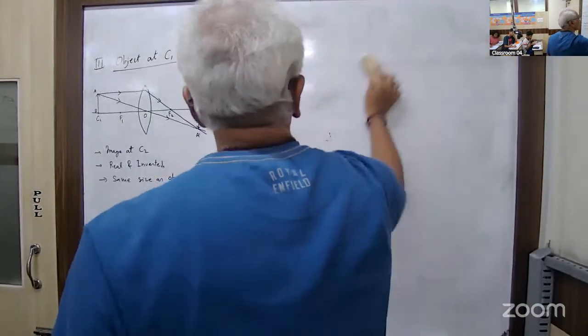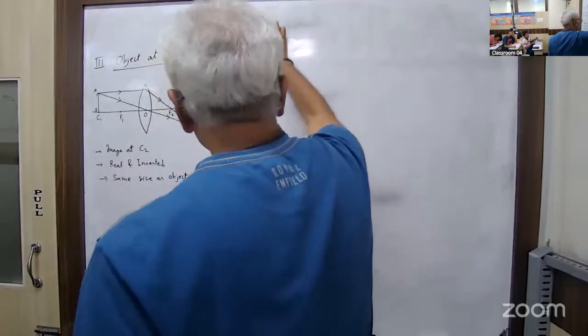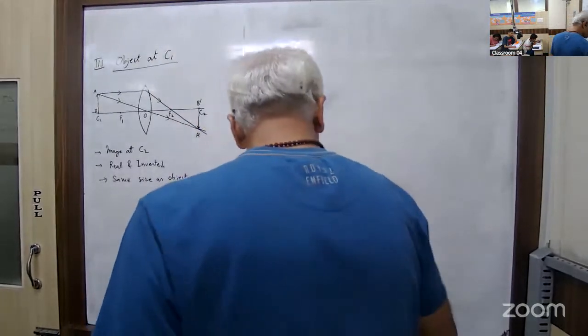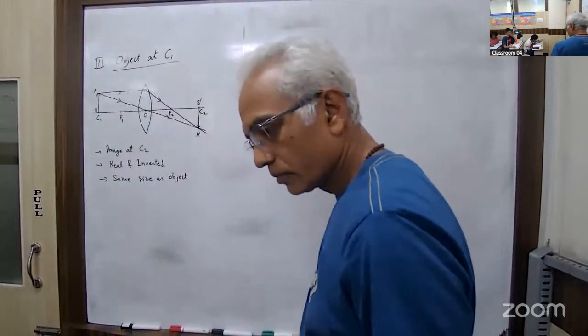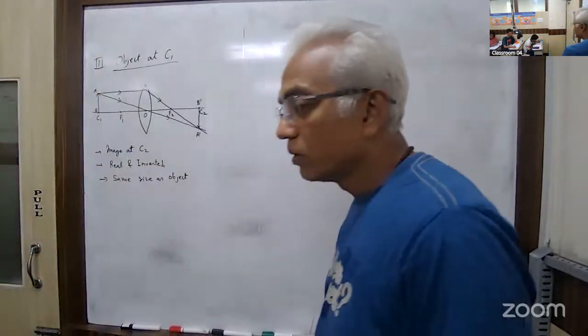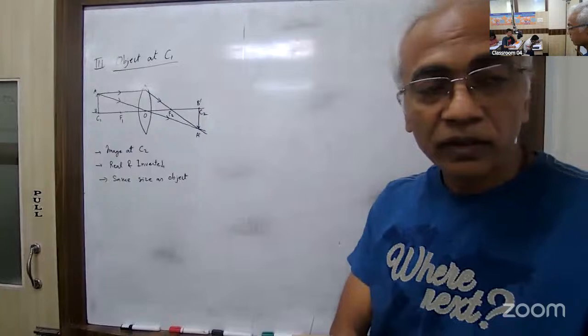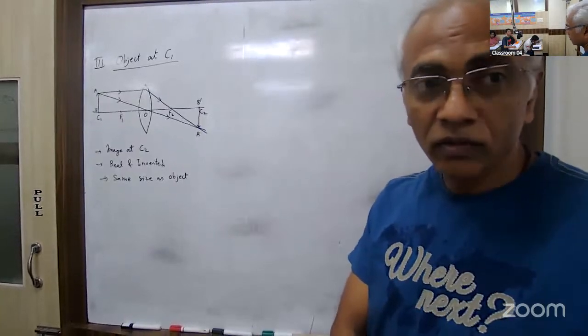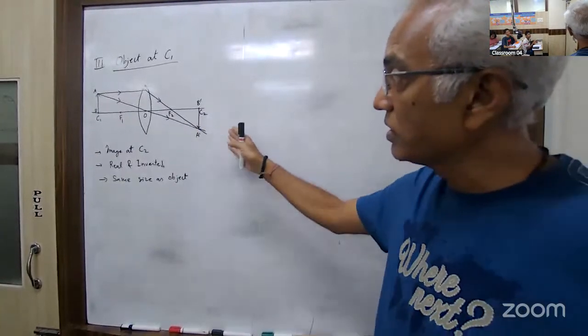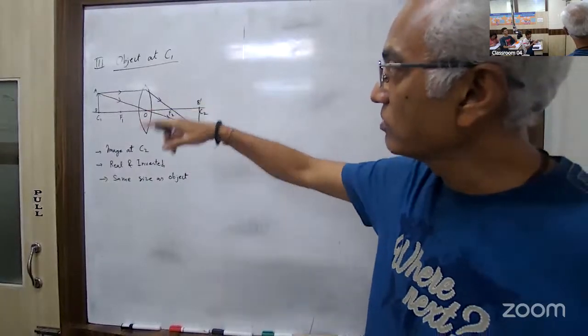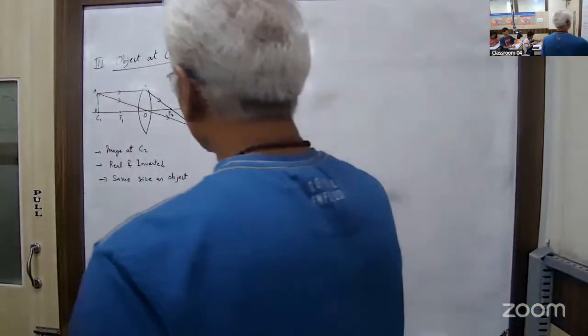What is the next object position? Between C1 and F1, between C2 and up. So what should be the nature of image? Real, inverted, magnified. Obviously, the image size is increasing now. This is same size. Okay, 4.